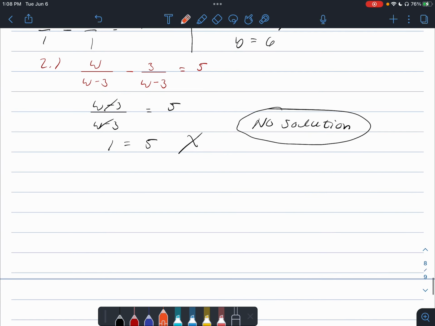Same thing here with this second example. We have to check for excluded solutions here as well. So in this case, we know that w minus 3 cannot be equal to 0 because we can't divide by 0. So to figure out what our excluded solutions are, we set w minus 3 equal to 0, solve for w, and we'll get w is equal to 3. So that is an excluded solution.